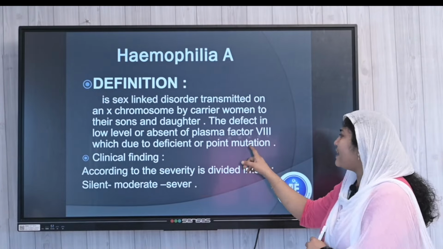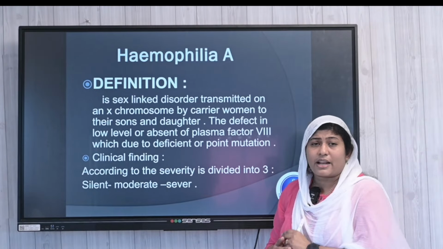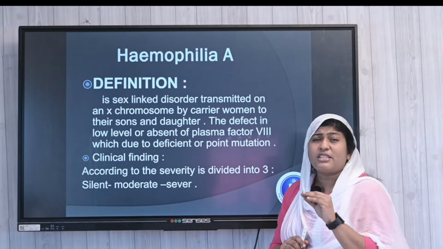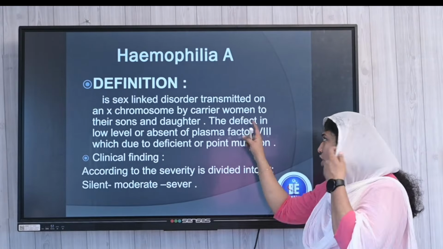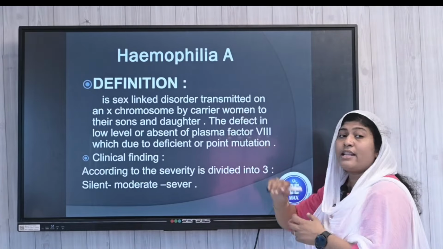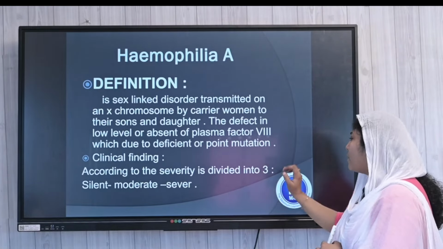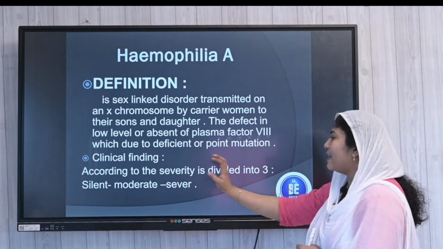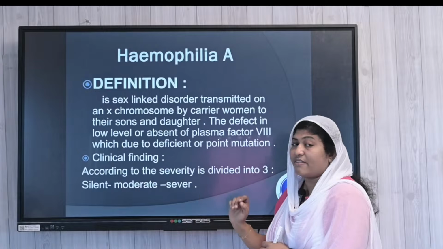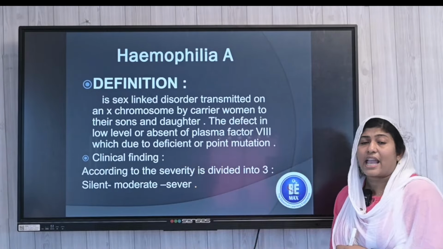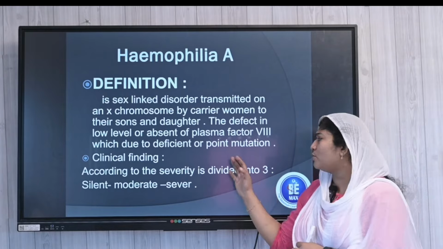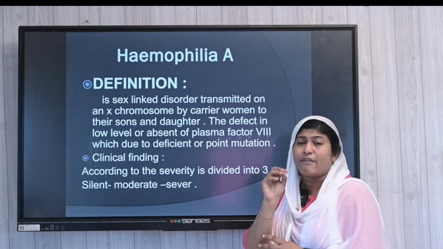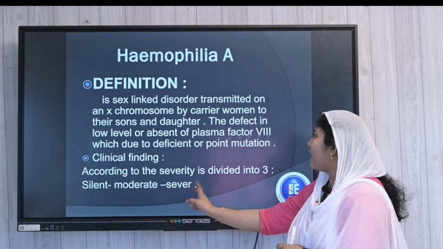So, the reason is that either the production of factor 8 will be decreased, or due to some point mutation, some genetic changes occurring in the production of factor 8, that will result in the hemophilia condition. According to the clinical condition, the severity can be divided into 3 types: silent, moderate or severe. See, the mother may be a silent carrier, where one part is normal, so she may be a carrier. Then sometimes a moderate condition, where a mild deficiency will be there, or severe conditions.